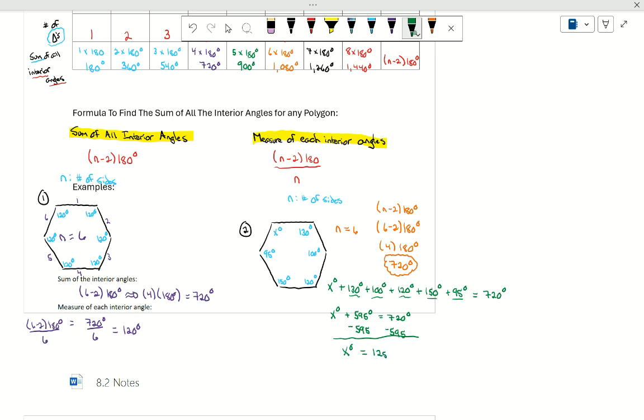So in example number 2, the value of x is 125 degrees. I did that by, first of all, using the n minus 2 times 180 degree formula to find the sum of all the interior angles. And then after that, I wrote an equation adding up all of the angles on the inside of the shape, and I set it equal to my sum, which was 720. Then I solved it for x, which was 125.